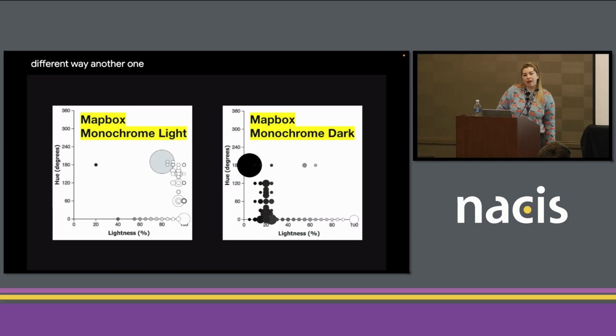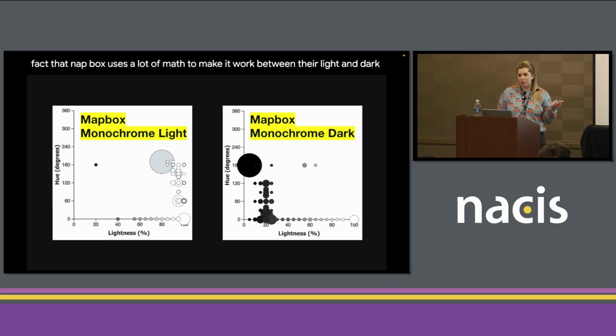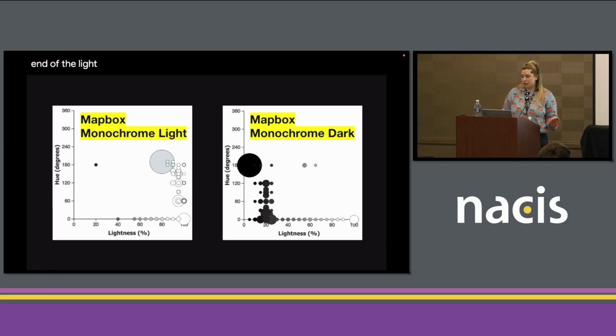Another one, I used to work at Mapbox, and I know also for a fact that Mapbox uses a lot of math to make it work between their light and dark monochrome maps. And they're similar, almost a direct flip from one end of the lightness spectrum to the other.